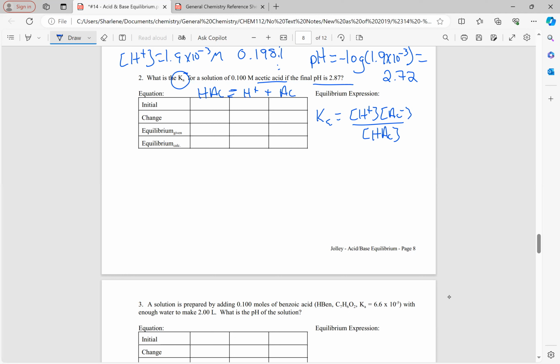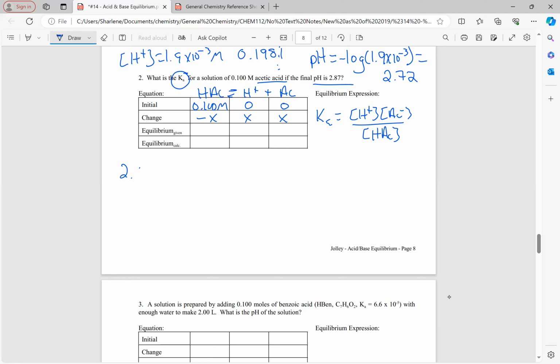And do I know any of my starting concentrations? Let's see, 0.1 molar. From the question, it said I started with acetic acid. It didn't say I put anything in it. So my change, but it does give me a final pH. And final in this case means equilibrium. And if I have a pH, I have a proton concentration.